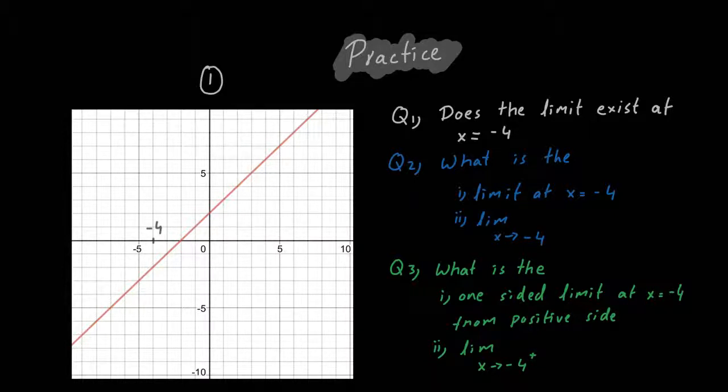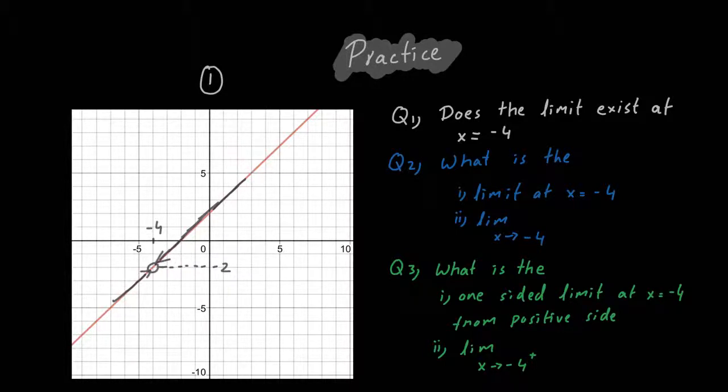Now coming back to question 1, does the limit exist at x equals minus 4? We can see that if we approach x equals minus 4 from the positive side or the negative side, it approaches the same value, which is negative 2.